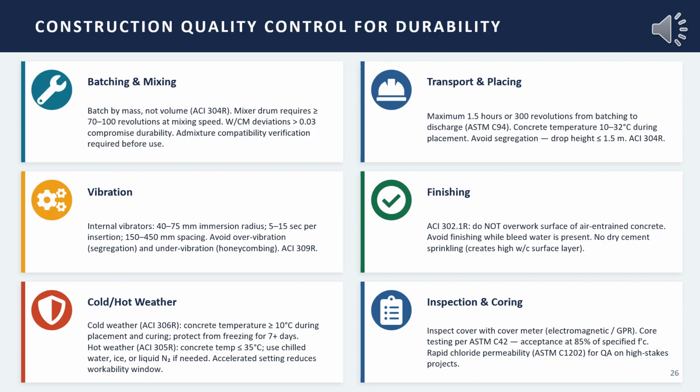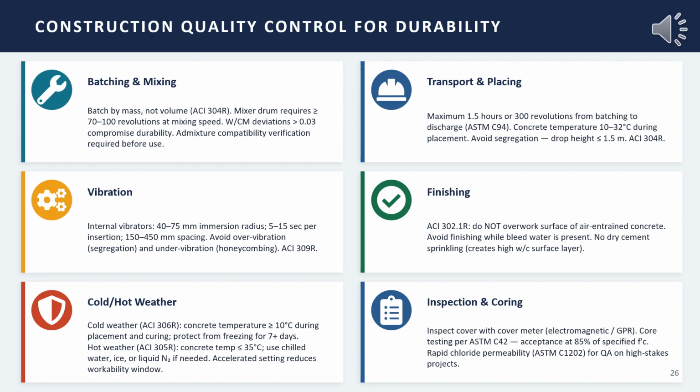ACI 302 is very clear. Do not use a steel trowel on air entrained slabs. Do not finish while bleed water is present on the surface. Never sprinkle dry cement on the surface to absorb bleed water. This creates a zone of extremely high water-cement ratio at the very surface, which will scale within the first winter.